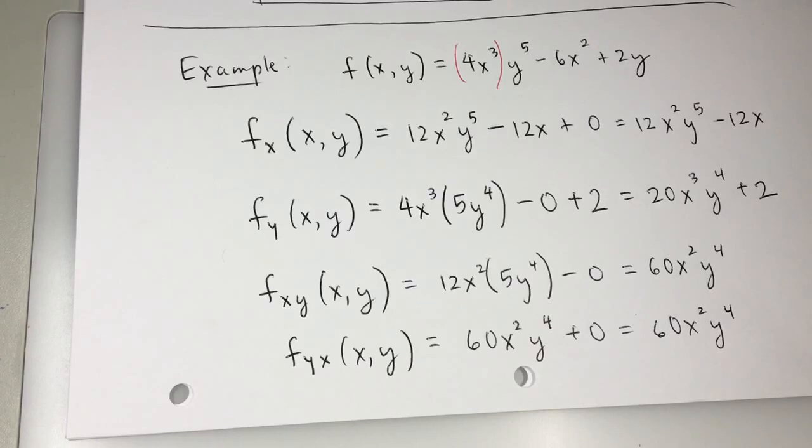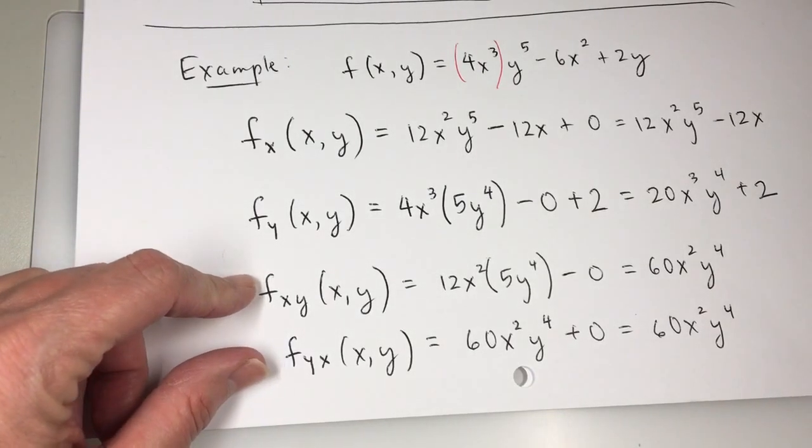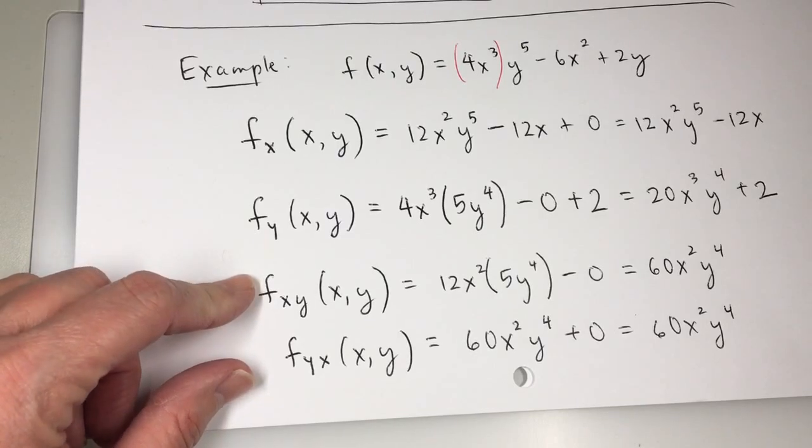Now, this problem does illustrate something that is important to know. A lot of times, if I do the derivative with respect to x and then y, I get the same answer. If I do it the other way around, the derivative with respect to y and then x. So this fact is called Clairaut's theorem, and I'll write that next.